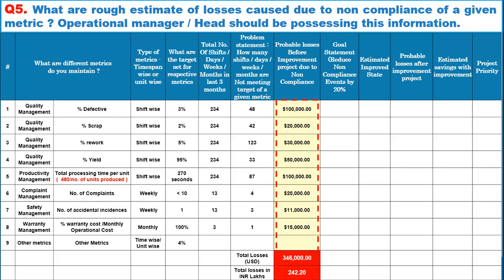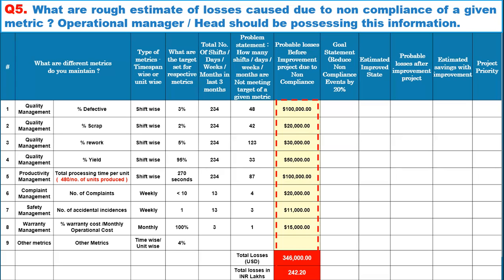Now we need to check: okay, fine, I do have non-compliance, but I need to convert that non-compliance into monetary losses. Non-compliance is bad if it is going to affect my operations very badly. And to find out whether it is affecting me badly or worse, I need to convert that non-compliance into monetary losses. So the very next thing all we need to ask is question number 5. What is a rough estimate of the losses when I'm having this much non-compliance?